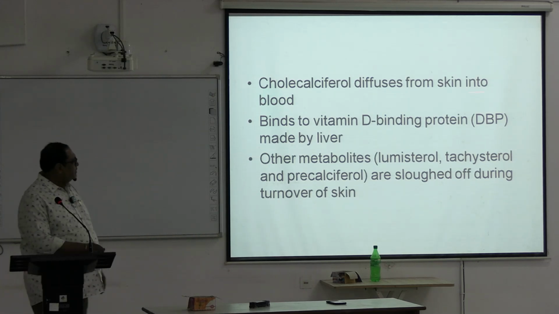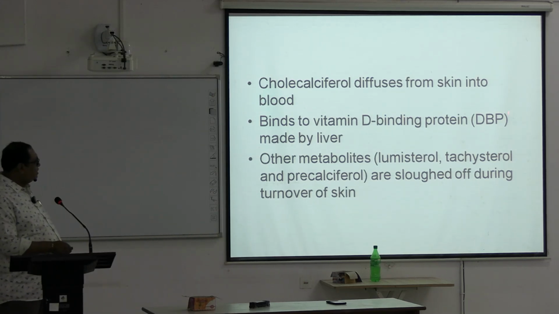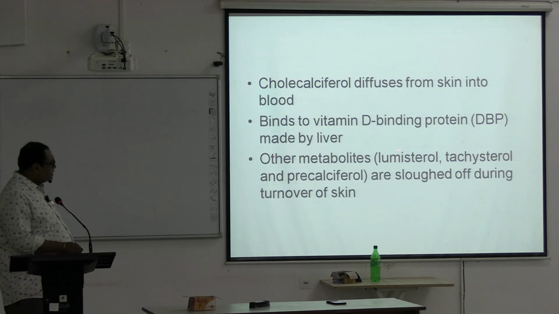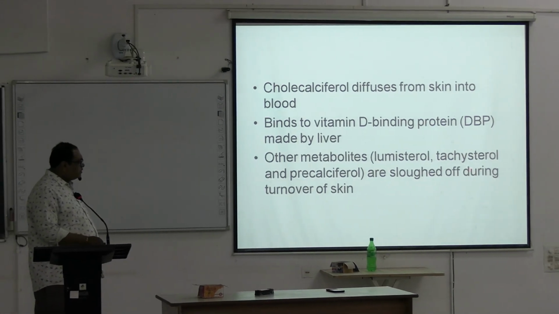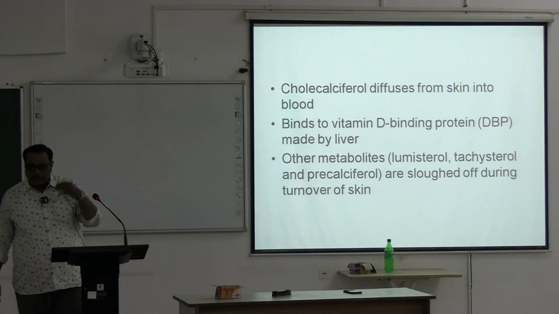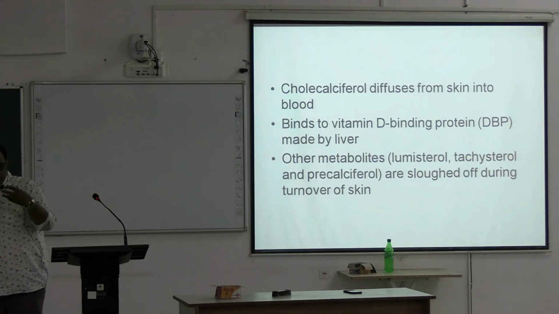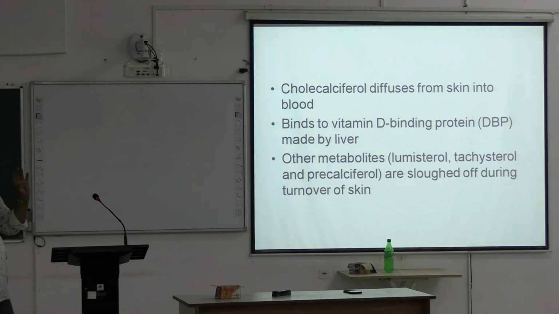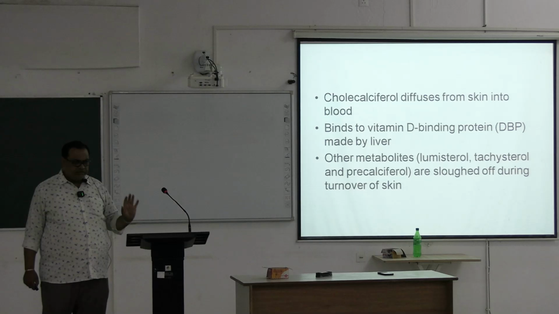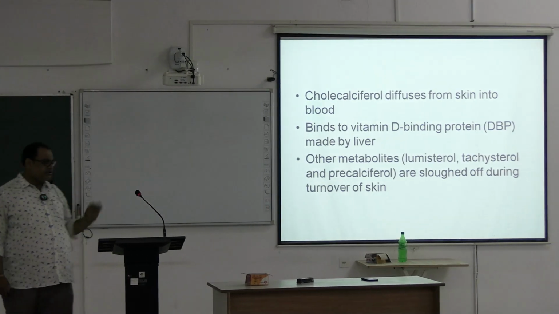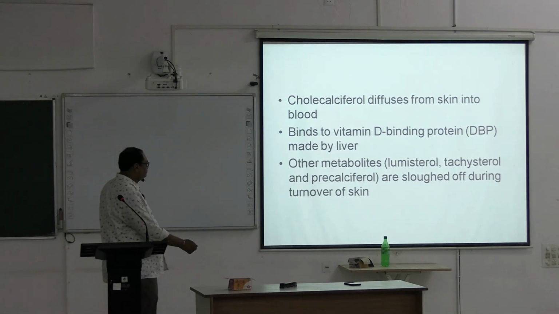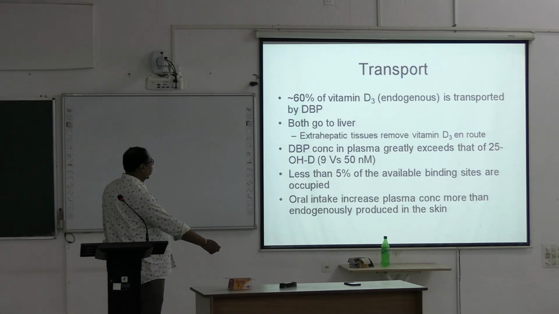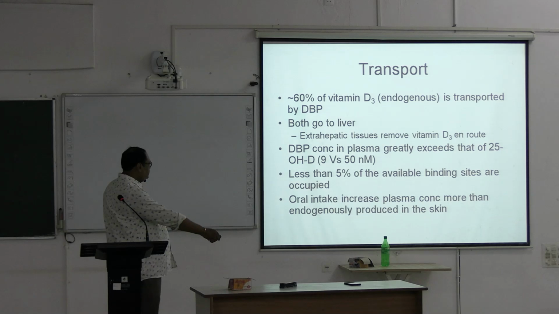They are transported, bound to vitamin D binding protein, DBP, made by the liver. Other metabolites like lumisterol, tachysterol and precalciferol are sloughed off, meaning get rid of, along with the normal sloughing of epithelial cells of the gut. Clear? Just like excretion of iron or turnover of skin. Transport is by vitamin D binding protein.